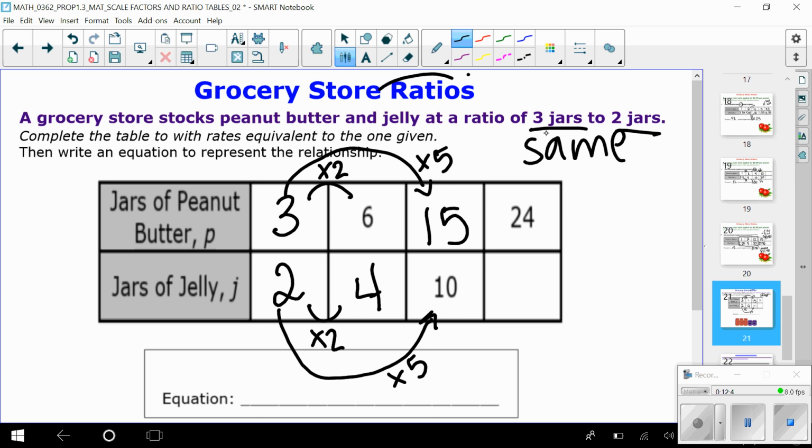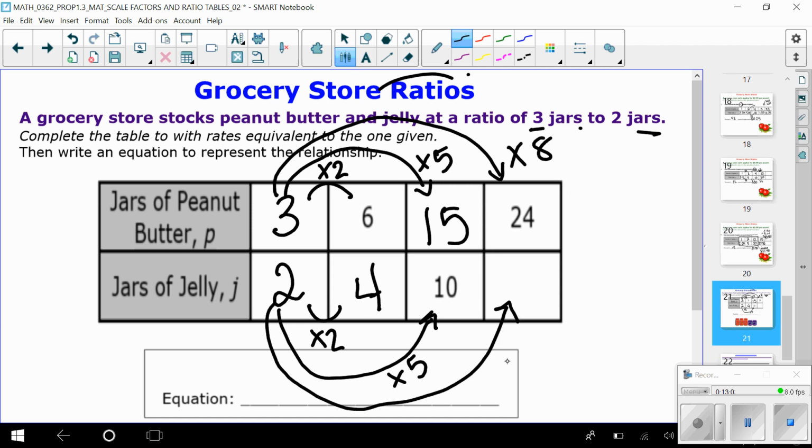jars of jelly. Now, what happens when I do the same thing here? Remember, I'm always going to go back to that original ratio, right? So I'm going to go here, 3 to 24. 3 times what is 24? That's right, times 8, which means I'm going to do the same thing here. 2 times 8 is going to be 16. So for every 25 jars of peanut butter, I have 16 jars of jelly.